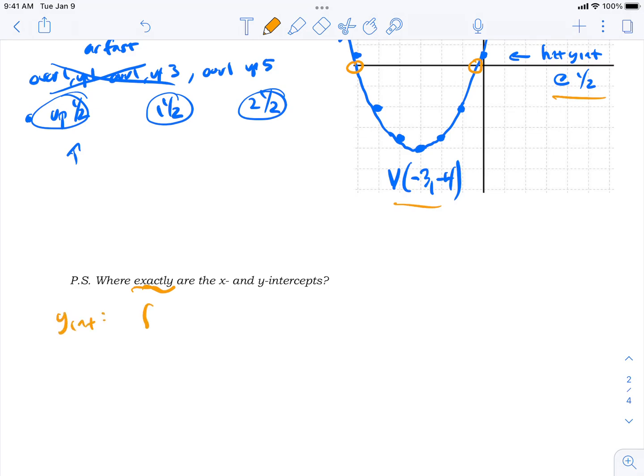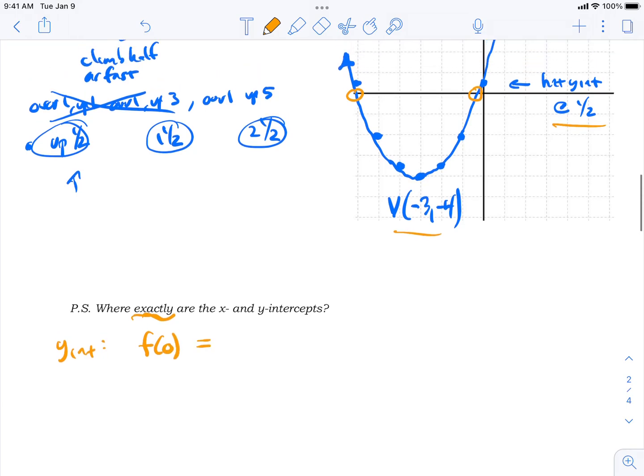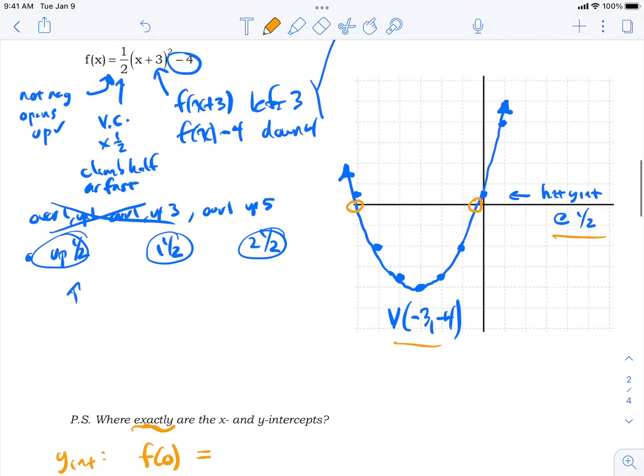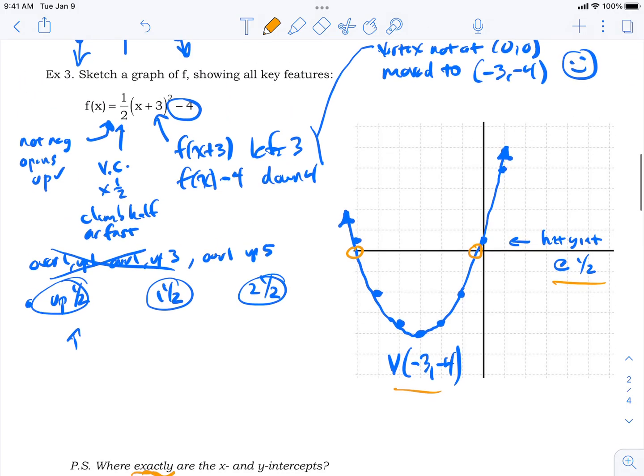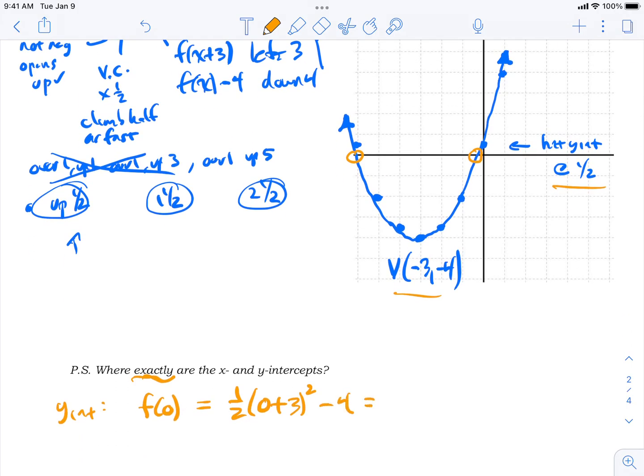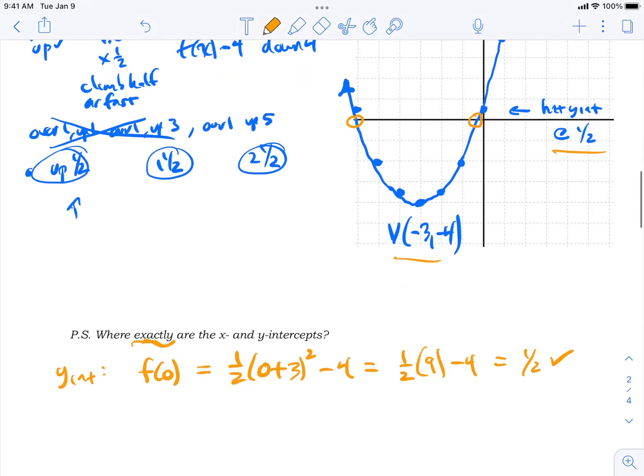You get the y-intercept by evaluating f of 0. And what's our function again? There it is. So it's a 1/2, put the 0 in there, plus 3 squared minus 4. So the 0 plus 3 makes a 3, and then you square it and you get a 9. Notice a half of 9 is 4 1/2. 4 1/2 take away 4 is a half, just like we got before. Good. But just a reminder, that's the standard way to get the y-intercept.